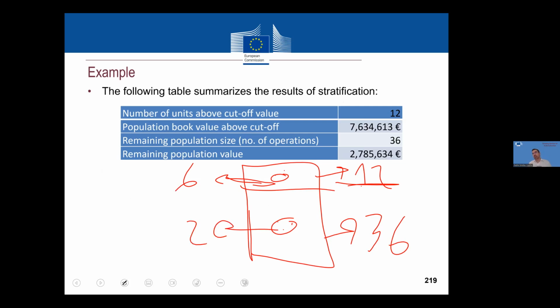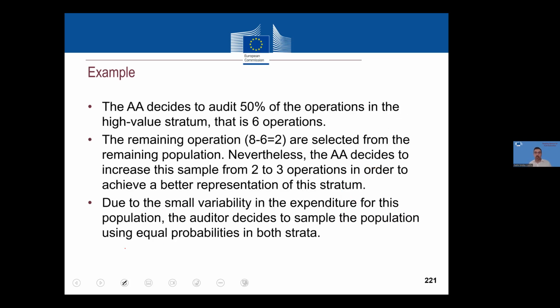They decided to do this. Because we have this recommendation, again, it's not mandatory, it's just a recommendation, that we would like to have 3 items per stratum. Let's suppose that the audit authority decides to increase this from 2 to 3. So by the end of the day, they will have 6 operations from the high value stratum plus 3 operations from the low value stratum. So in practical terms, they have increased the sample size from 8 to 9. Okay, this is the final sample size.